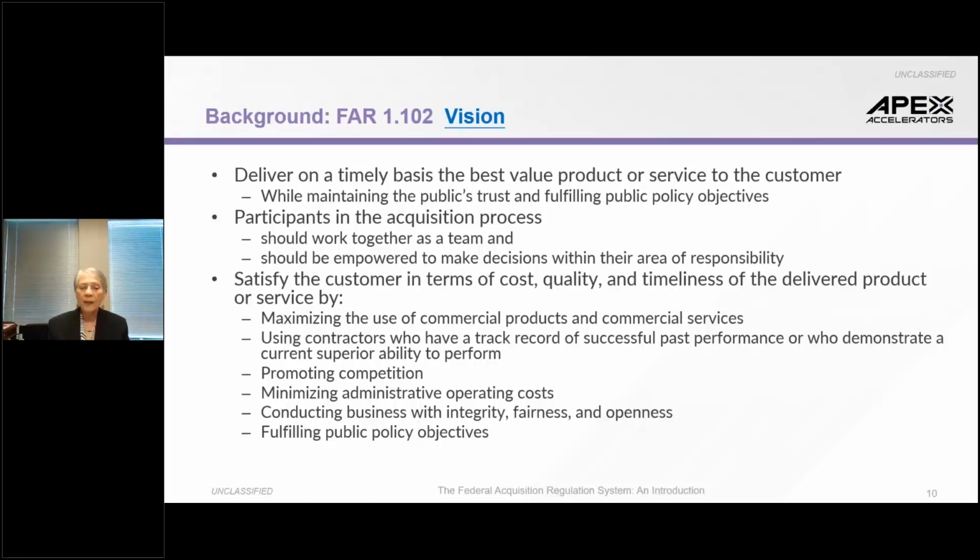They also want to conduct business with integrity, fairness, and openness. There is an entire FAR part dedicated to business ethics, basically. It's FAR Part 3. And they also want to fulfill public policy objectives. That includes things like complying with the Clean Air Act, labor laws, Small Business Act, set-asides, and things of that nature.